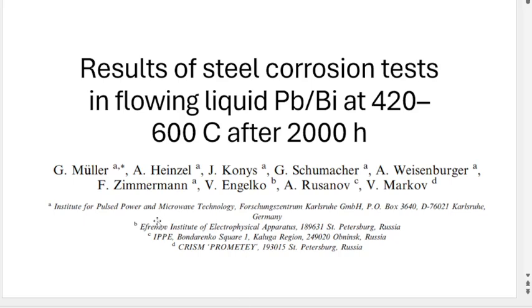Assalamualaikum warahmatullahi wabarakatuh. This time we are going to talk about one paper with the title Results of Steel Corrosion Test in Flowing Liquid PbBi at 420 to 600 degrees C after 2000 hours. This paper was published in 2002.